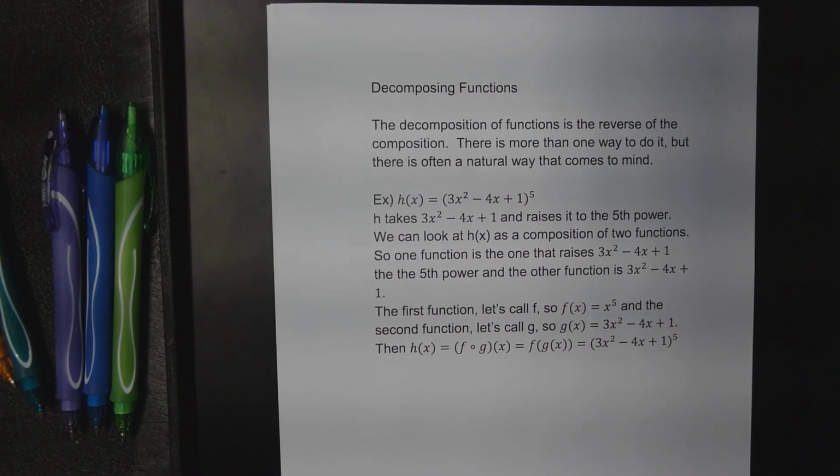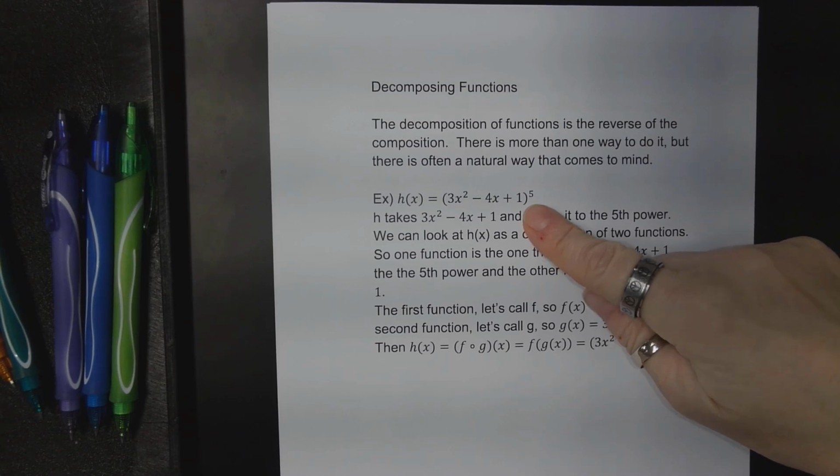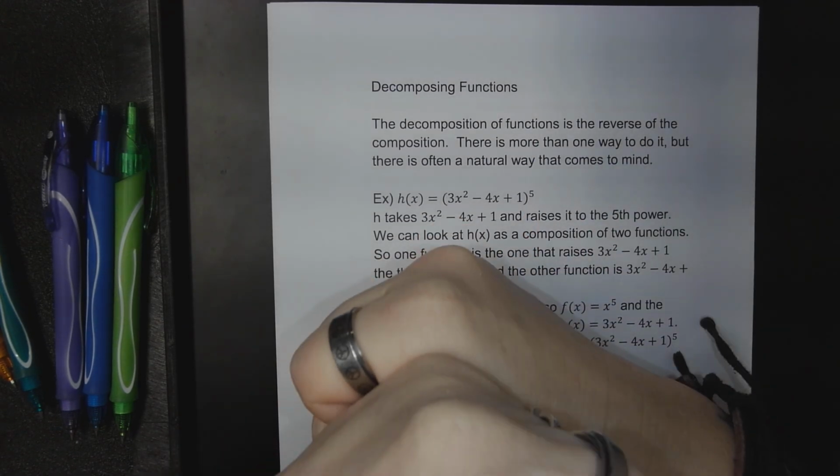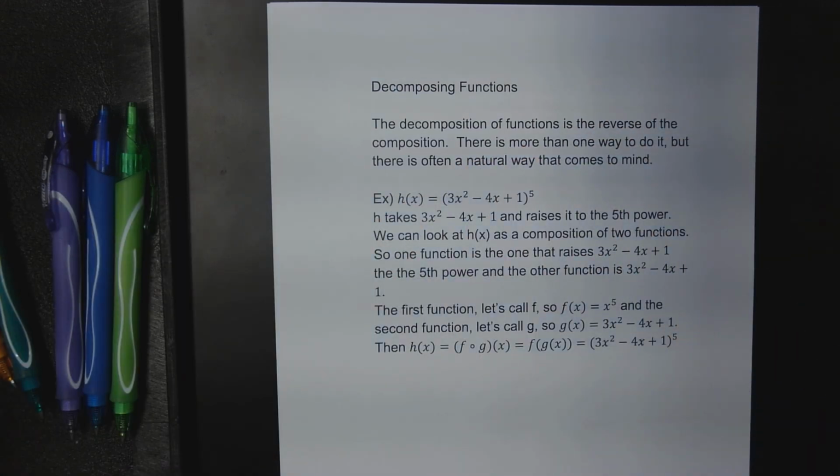Now we're going to talk about decomposing functions. So we just learned how to compose them. Now we're going to learn how, if we come to a problem and it's already composed, already put together, we're going to take it apart. So we've learned how to put them together, and now we're going to learn how to take them apart. And it's kind of cool.